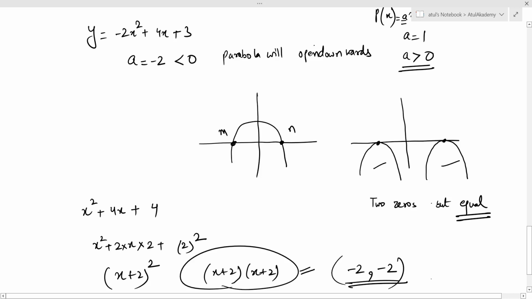So this was all about the zeros of linear polynomial and quadratic polynomial. Hope this is clear. Next video, we will learn about the zeros of a quadratic polynomial only, and the relationship between the coefficients and the zeros.